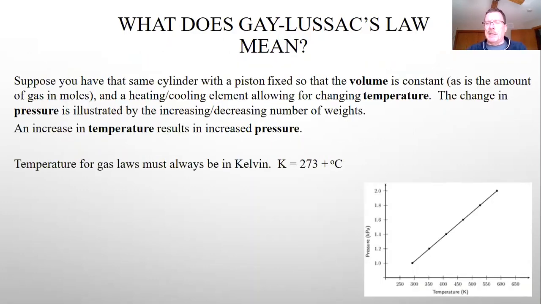And there you go. You see the graph right down on the lower right-hand corner. And again, we're going to have the same cylinder. We're going to fix the piston so that the volume is constant. We know the amount is going to be constant. We have the heating, cooling element to change the temperature. And you'll see in this one, they demonstrate the change in pressure by just adding little green weights. Okay. And it's the best cartoony way to illustrate it. Again, when you do these problems, temperature has to be in Kelvin. Please make sure it is.